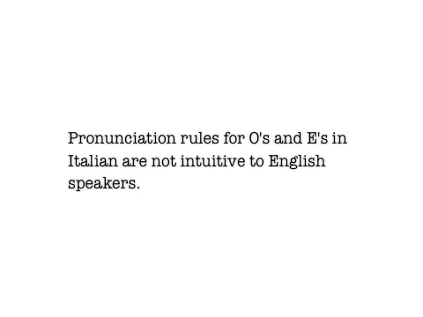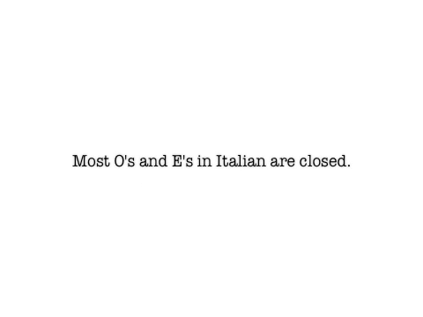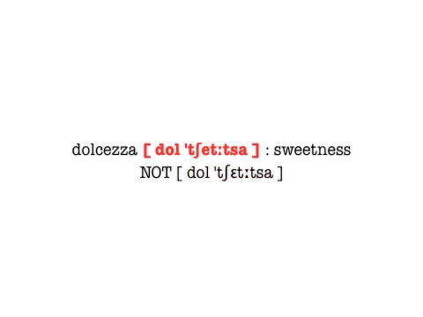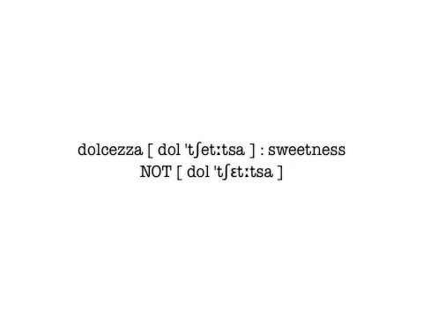Italian, on the other hand, favors the closed O's and E's. O's and E's in Italian are closed, I'd say, maybe 70% of the time, so if you have to guess, that's the guess to make. This may be the single biggest mistake English speakers make in Italian, pronouncing O's and E's open when they should be closed. English speakers will tend to say dolcezza instead of dolcezza, for example, because it makes sense to us to make an eh sound before the double Z.